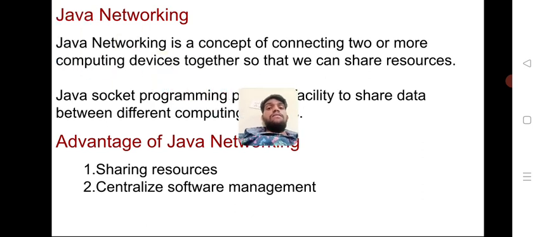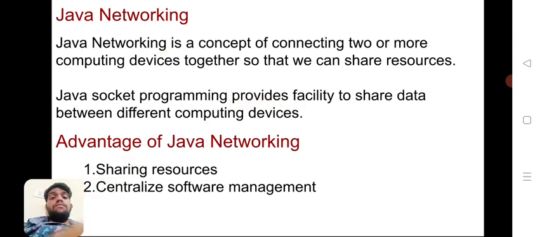Java networking. Java networking is a concept of connecting two or more computing devices together so that we can share resources. Java socket programming provides the facility to share data between different computing devices. Advantages of Java networking: sharing resources and centralized software management.